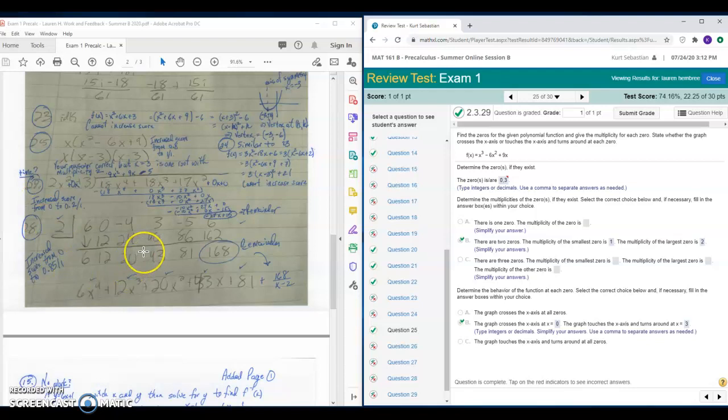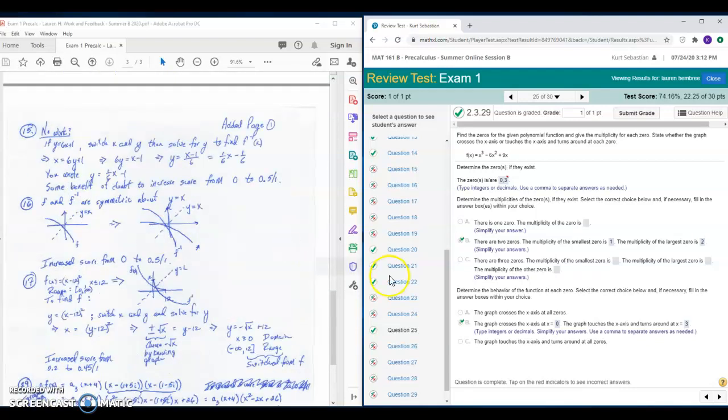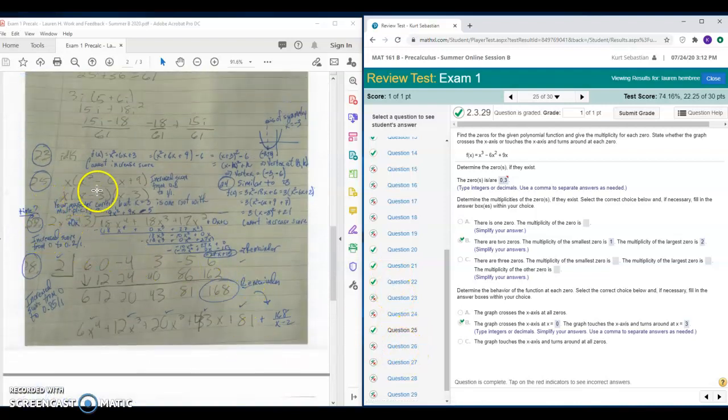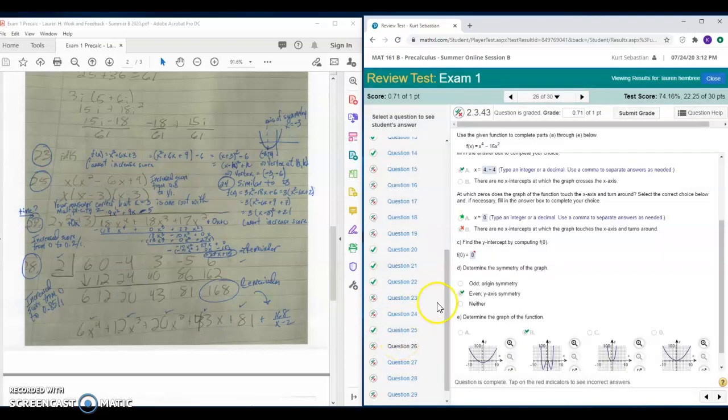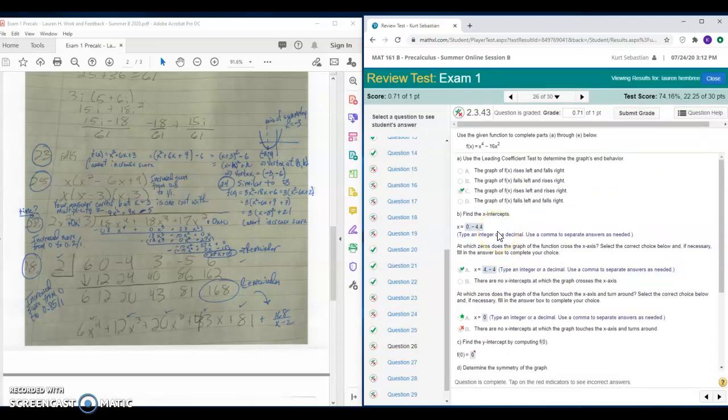Let's see, 26. Did you do 26 anywhere? Did I write it anywhere? Let's see. So 26 on this problem, we want to use this function.